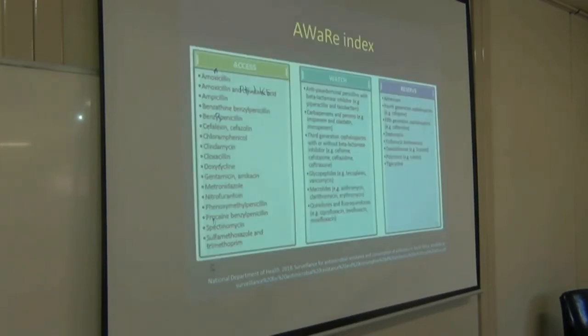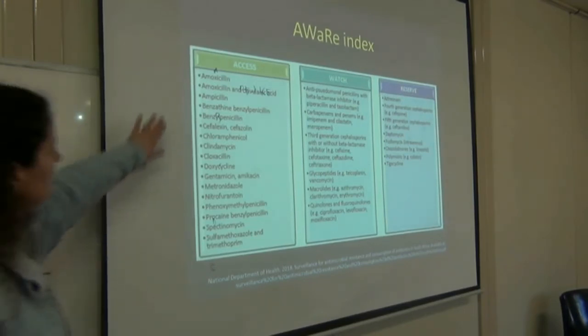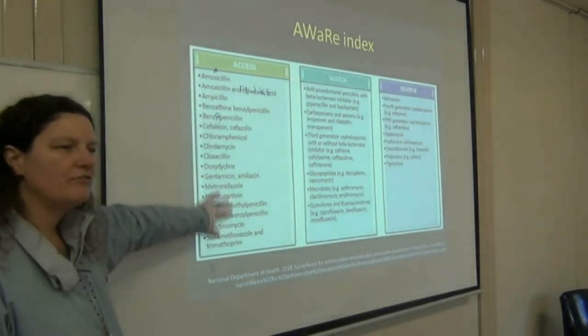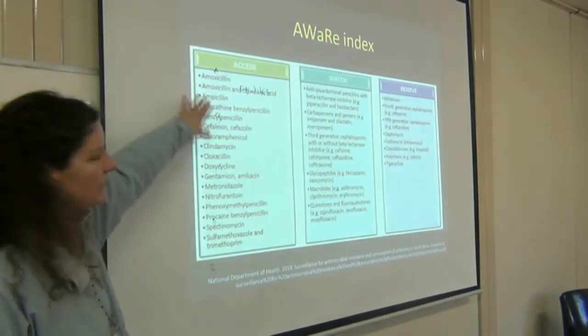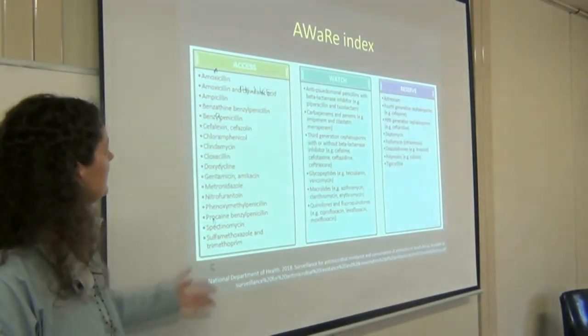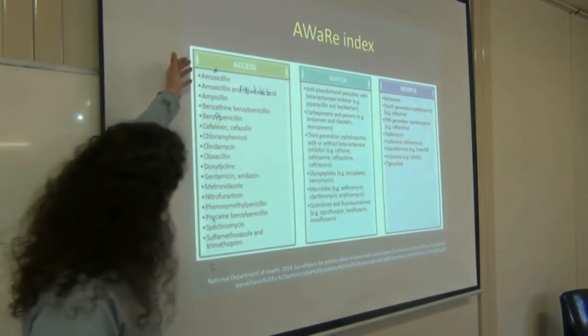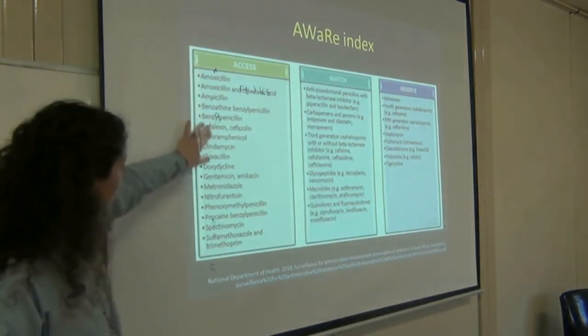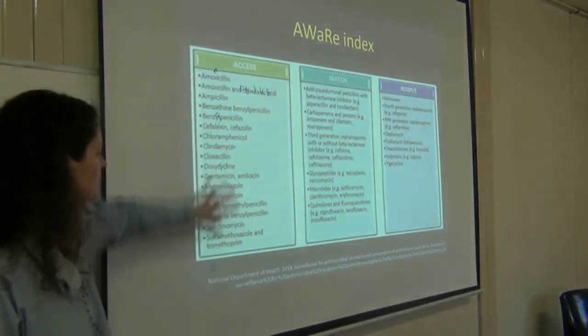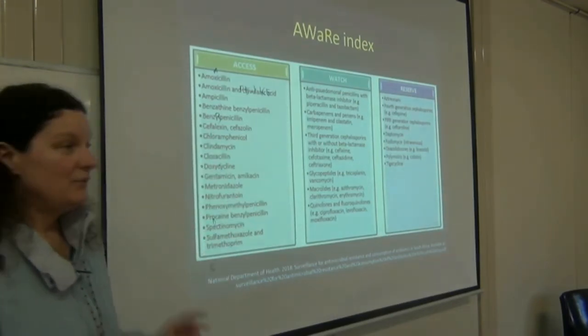The WHO has made an index called the AWARE index. They have divided the different types of antibiotics into the ones that should be used often, that should be accessible all the time, which is your amoxicillin and clavulanic acid, ampicillin, nitrofurantoin, all of these ones. Then the ones to watch.